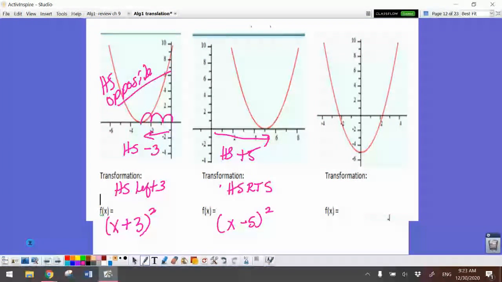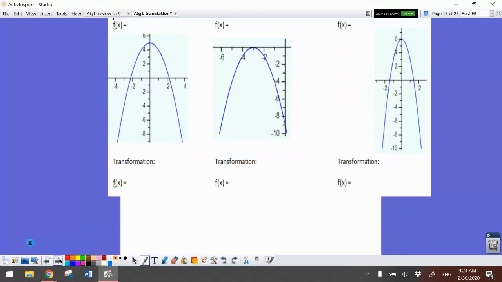Now this one's back to a vertical. 1, 2, 3, 4, 5. So x squared minus 5, because that's a vertical shift down 5, or VS negative 5. See what you can do with these 3.